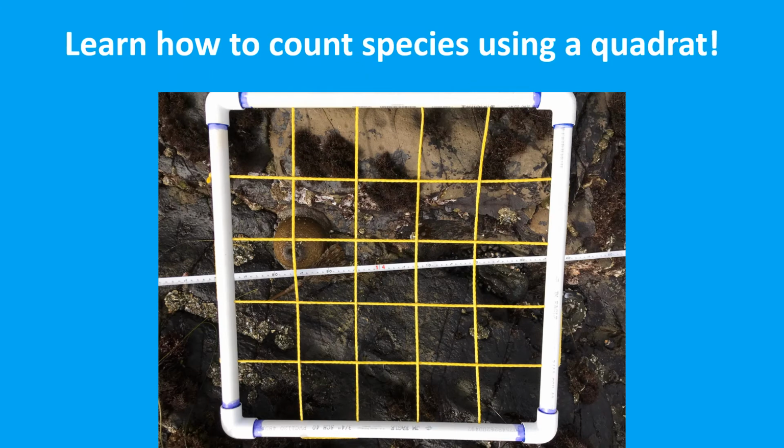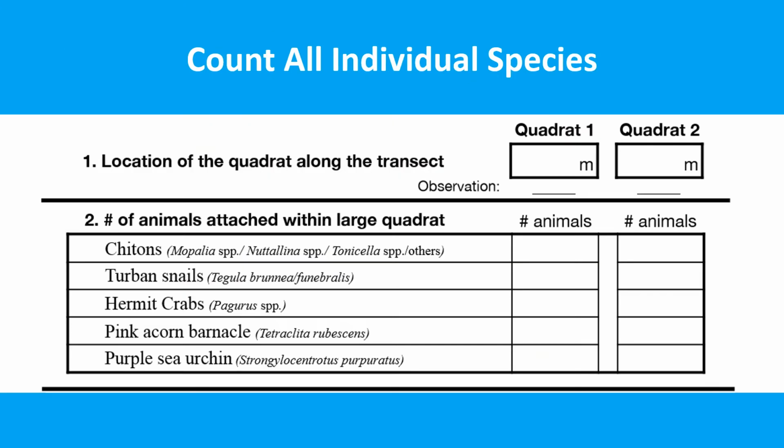Now I'm going to teach you how you can count species using a quadrat. For the Limpets program at the PG Museum, we have 2 ways that we count species within a quadrat. The first one is counting all individual species within a quadrat. So that's to say, if we found chitons, we would have to count every single chiton that we found within our quadrat.